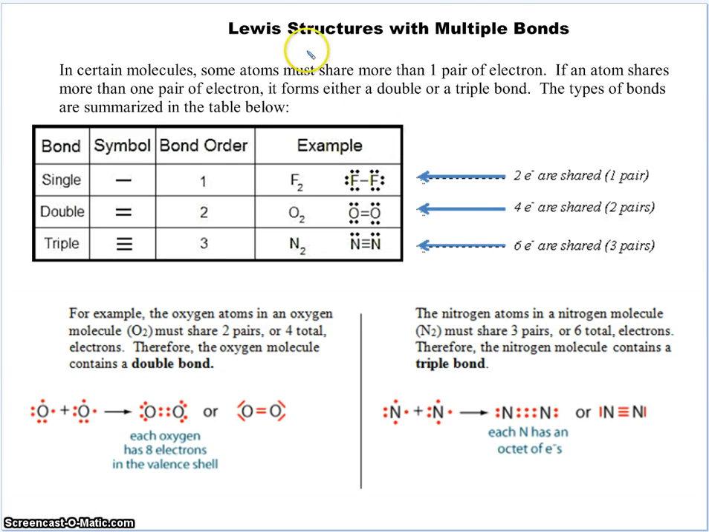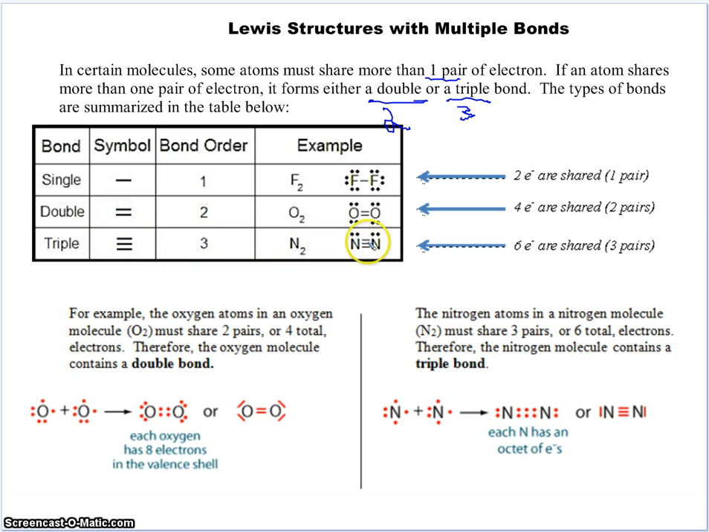Here we go. So, Lewis structures with multiple bonds. In class, we'll talk about how to do them with single bonds, but you'll kind of figure it out from this, I think. So in certain molecules, some atoms must share more than one pair of electrons. If an atom shares more than one pair of electrons, it forms either a double, so that would be 2, or triple, that would be 3, bond. The types of bonds are summarized in the table below.